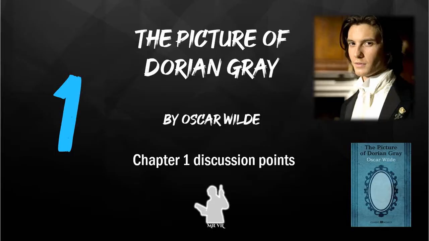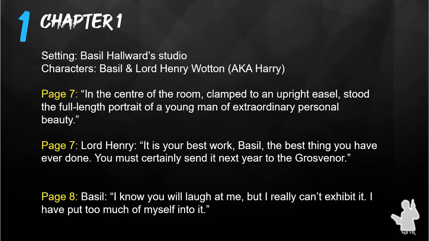So let's look at chapter 1, a couple of things that we can first comment on from the very first few pages. So we're set in Basil Hallward's studio, and we've got Basil and Lord Henry, who's also known as just Harry, and they are in the studio talking. Dorian is not there at the moment. You look on page 7.